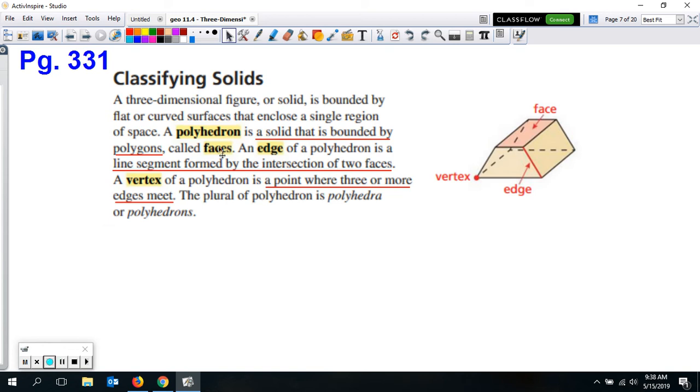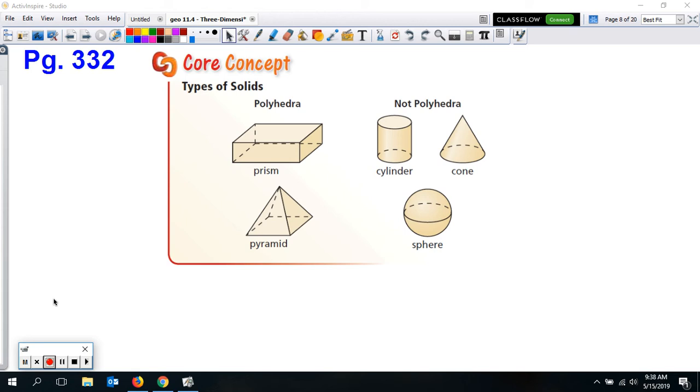But the main thing about this is that you need to see that the faces have to be polygons, which means they can't have any curves. Polygons do not have curves. So this core concept definitely puts solids into two categories. One where you'll have polyhedra, and another thing I didn't read to you, but basically the plural form of a polyhedron is polyhedra or polyhedrons. So when you see polyhedra, that just means more than one polyhedron, and then not polyhedra. So these are not polyhedrons.